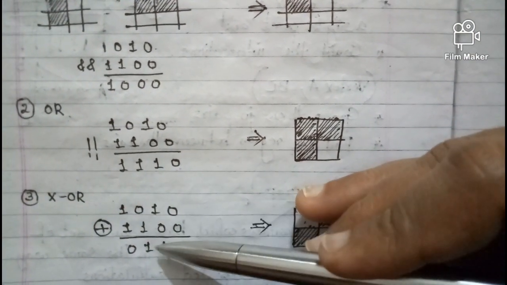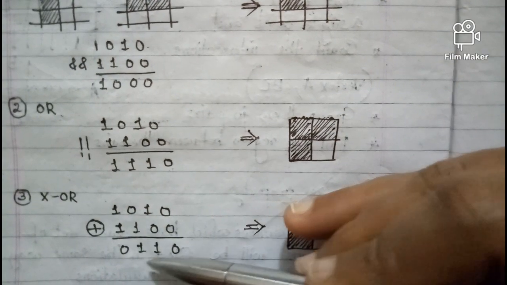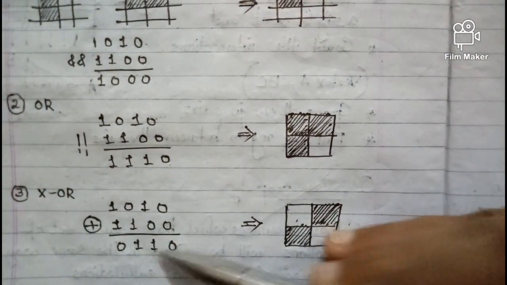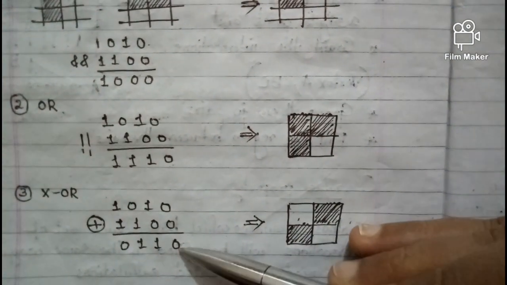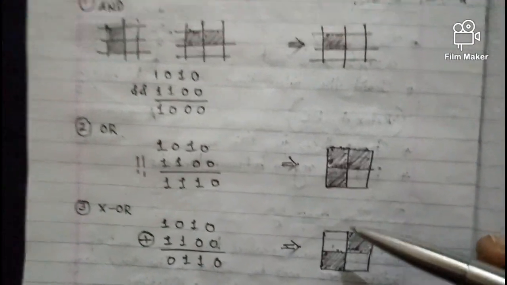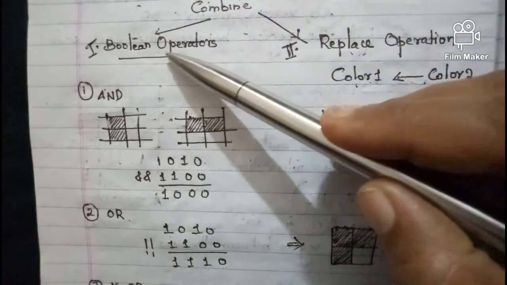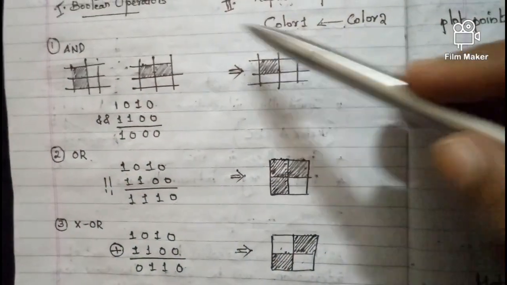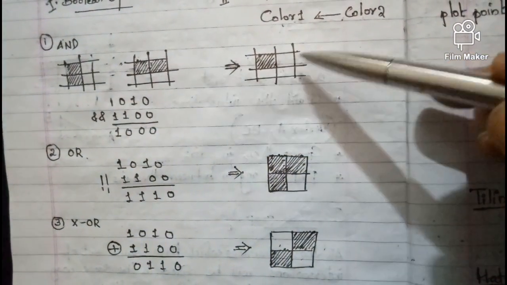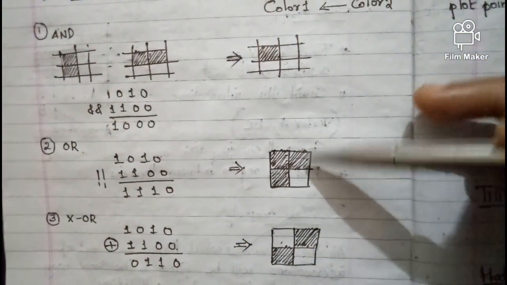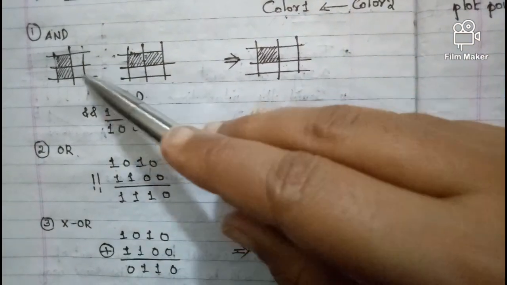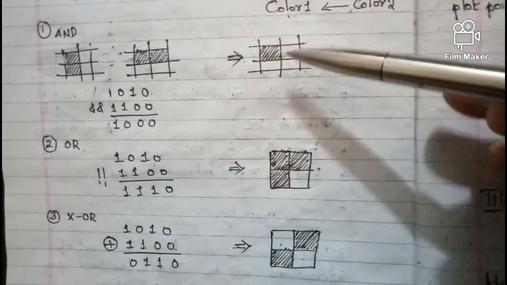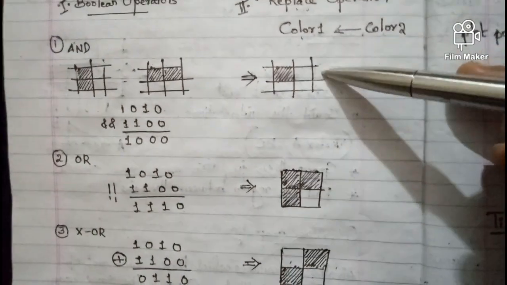So after exclusive OR operation, the output is 0,1,1,0, which means the first pixel is not to be plotted, the second and third pixels are to be plotted, and the fourth pixel is also not to be plotted. So in this way, when you use Boolean operators like AND, OR and exclusive OR, you can combine two colors and you can have different combinations of the same colors. You are using the same colors, but depending on the operator you are using, you can get different combinations of colors.